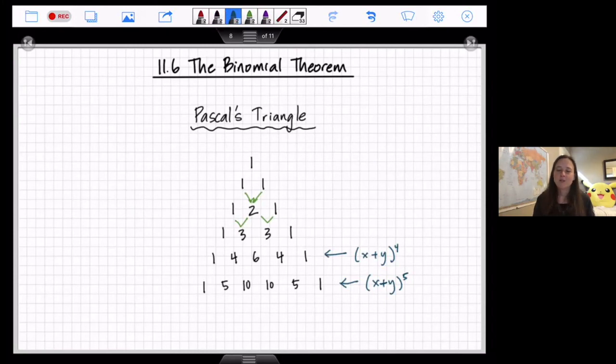The only trouble with Pascal's triangle is if I ask you to multiply out x plus y to the 10th, you have to build up to the 10th row on Pascal's triangle, and the numbers can get kind of big. But other than that, it's a really easy trick.